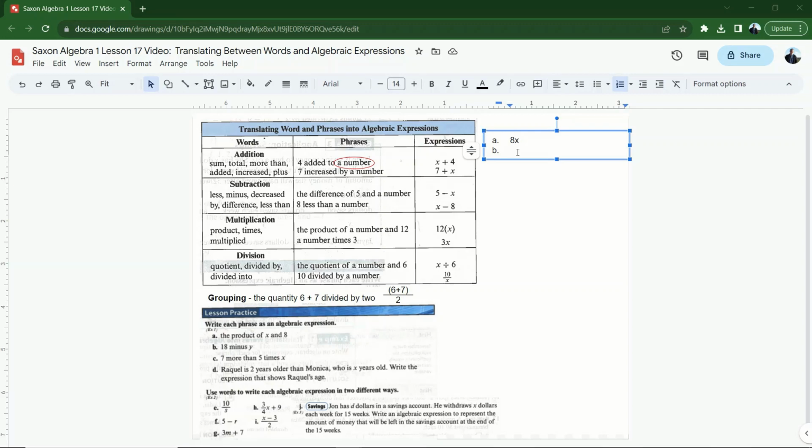18, the minus sign, 18 minus y. All right, letter C. 7 more than 5 times x.